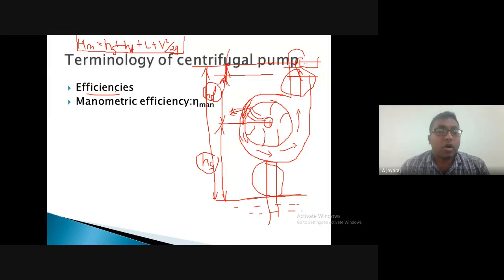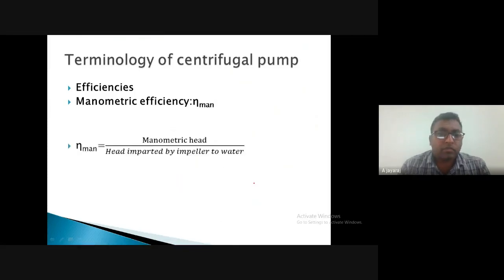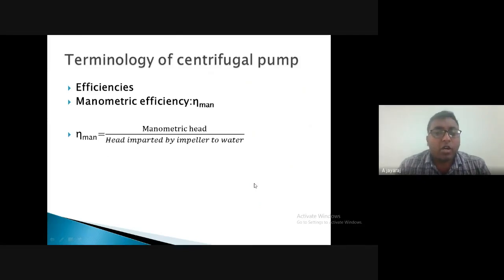Let us move on to the various efficiencies associated with the centrifugal pump. The first of the efficiencies associated with the centrifugal pump is the manometric efficiency. We have understood the manometric head. The manometric efficiency is nothing but the ratio of the manometric head over the head imparted by the impeller to the water.